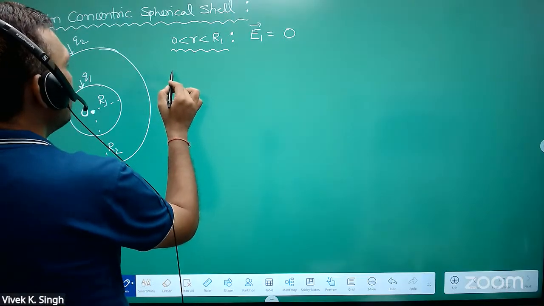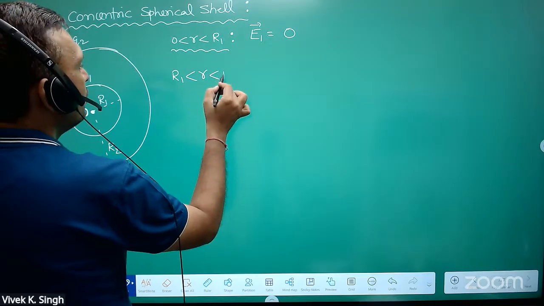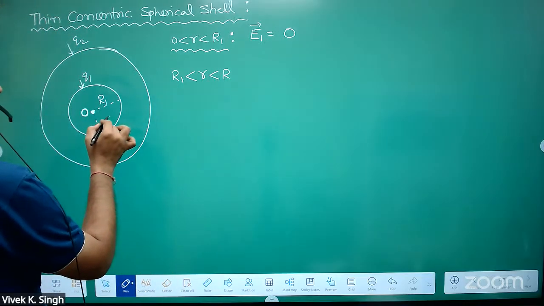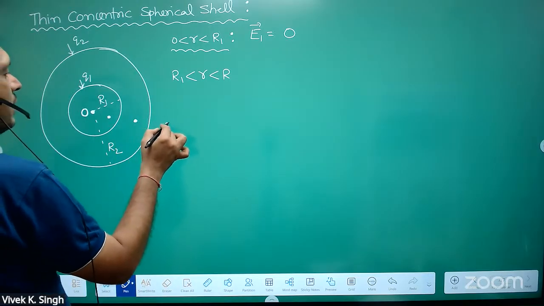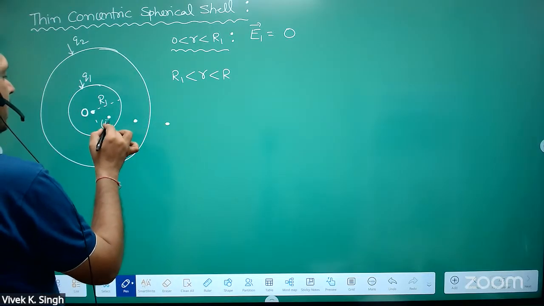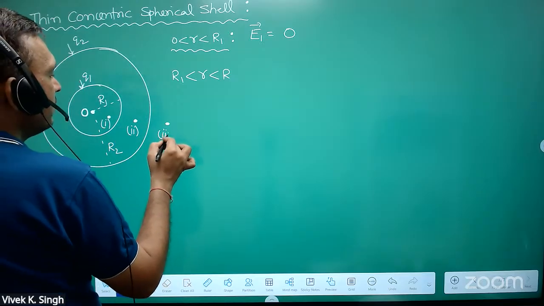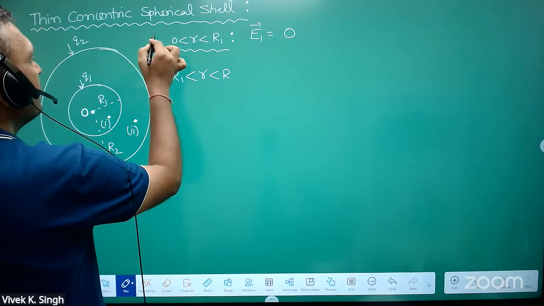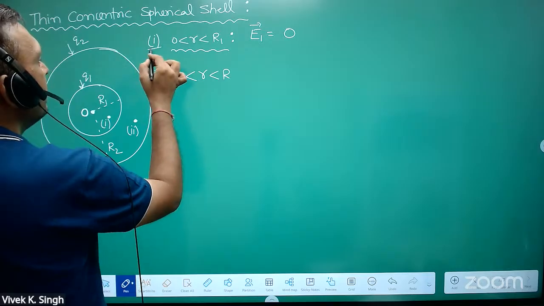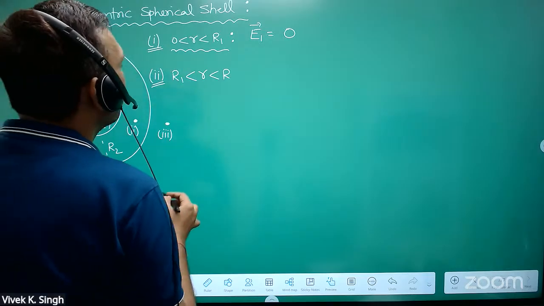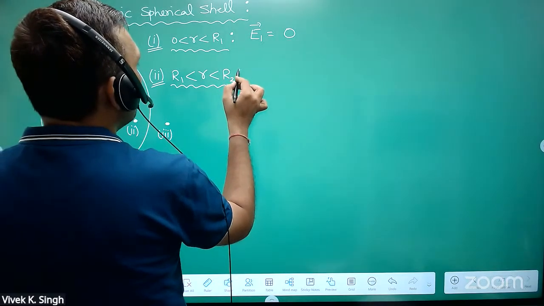Now, if you are considering a point that lies in the region R1 to R2, meaning one point is here, another point is here, another point is here. So this is region 1, this is region 2, and this is region 3. This will be region 1, this will be region 2, R1 to R2.